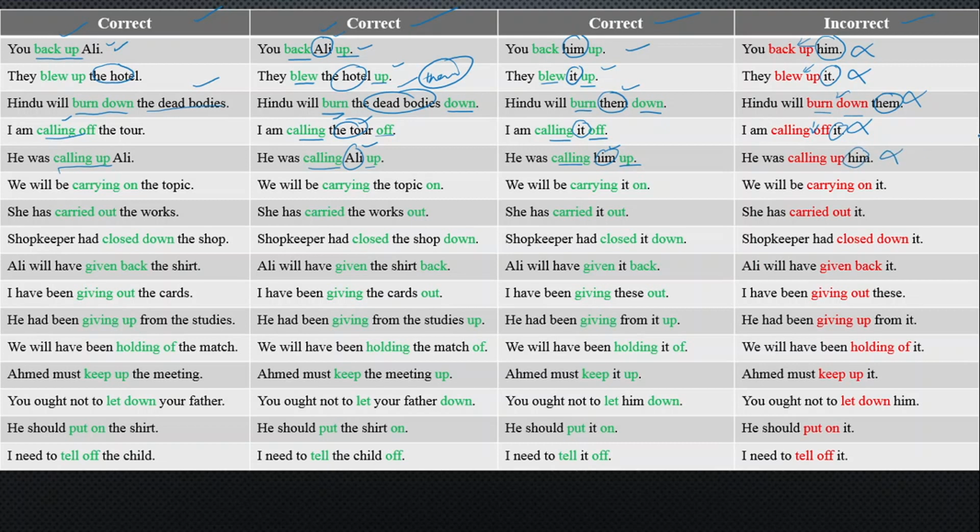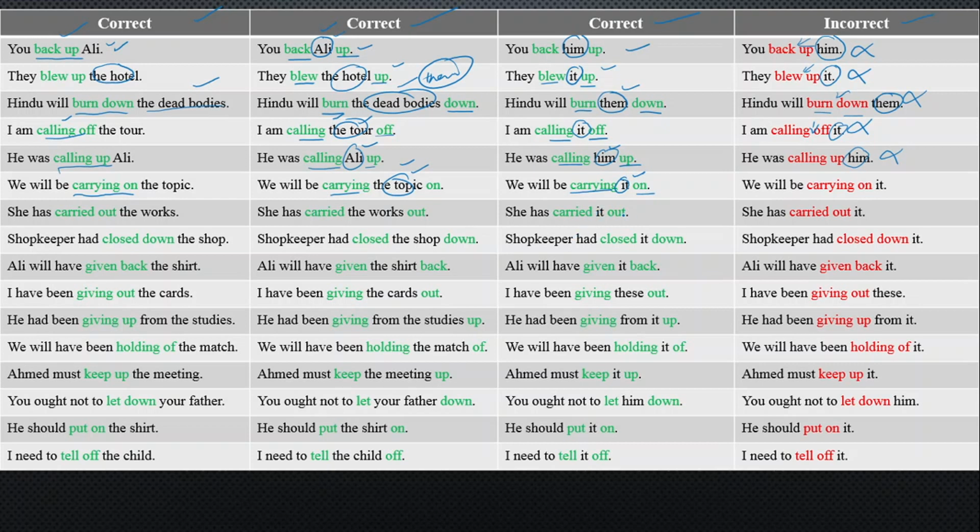After that, he will be carrying on the topic. Carry on means to continue. He will be carrying the topic on. Noun is there. You want to separate them, so it is also correct. But instead of topic, we use it. When it is a pronoun, carrying and on, the verb and adverbial particle, must be separated. So it is coming in between them. So it must be separated.